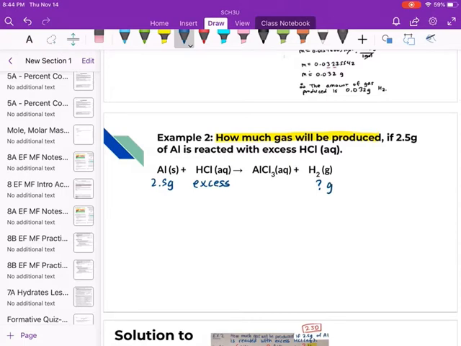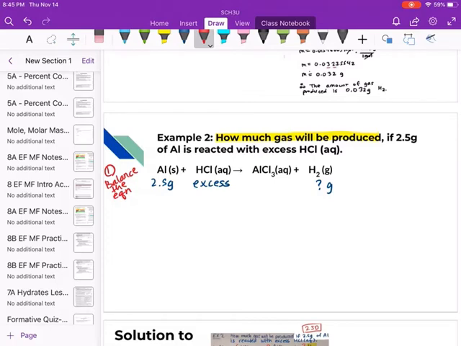All right, so recall from the first part that first I need to balance the equation. Okay, so balance the equation. Aluminum: I have one aluminum on the left, one aluminum on the right. I have one hydrogen on the left, two hydrogens on the right. For chlorine, I have one chlorine on the left and three chlorines on the right.